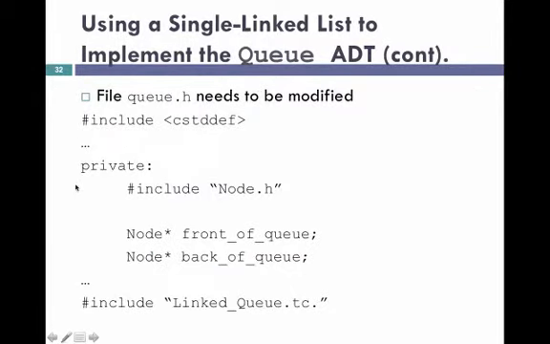Here's an outline of what's in our queue header file. We'll include node.h as sort of a nested structure or class. We have the private fields front of queue and back of queue. And then after our class definition, we include the linked queue.tc file. And that has the implementation of our queue methods.